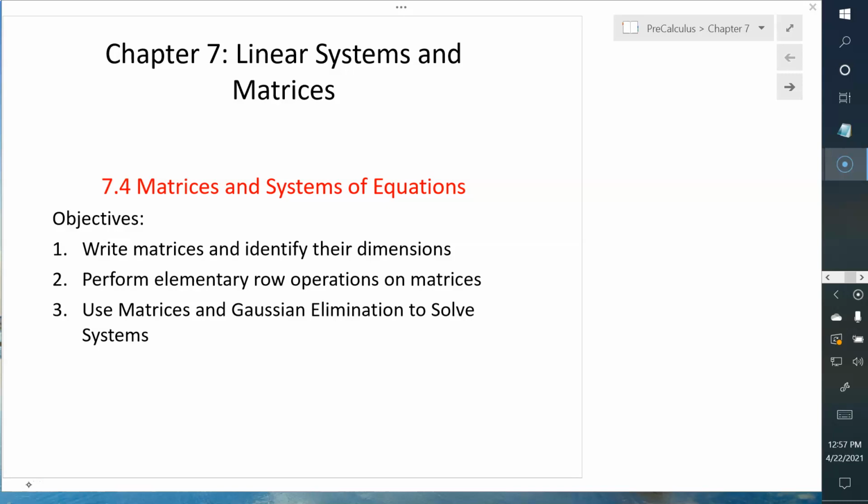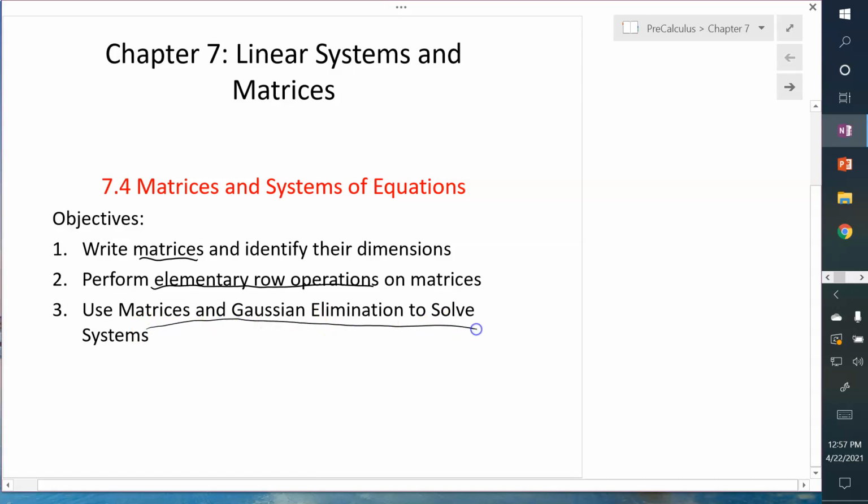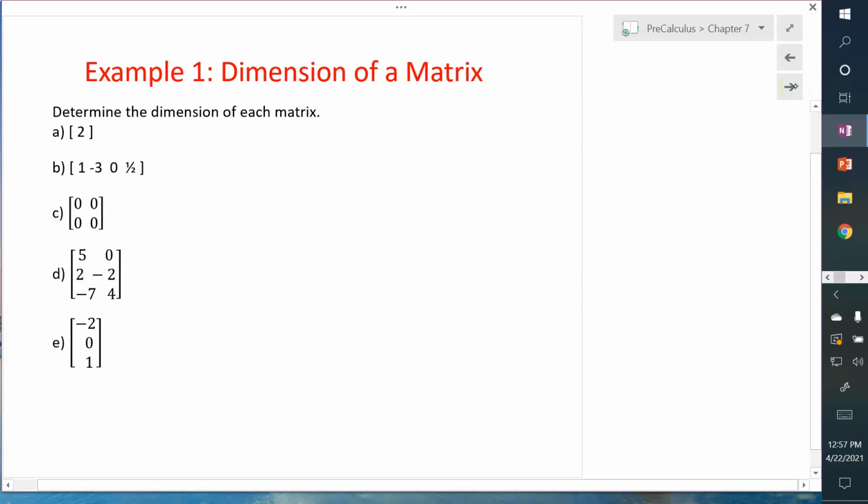Our objectives today are: we're going to write matrices and identify their dimensions. We're going to perform elementary row operations on the matrices. And we're going to use matrices and Gaussian elimination to solve systems. So first off, let's talk about what a matrix is.